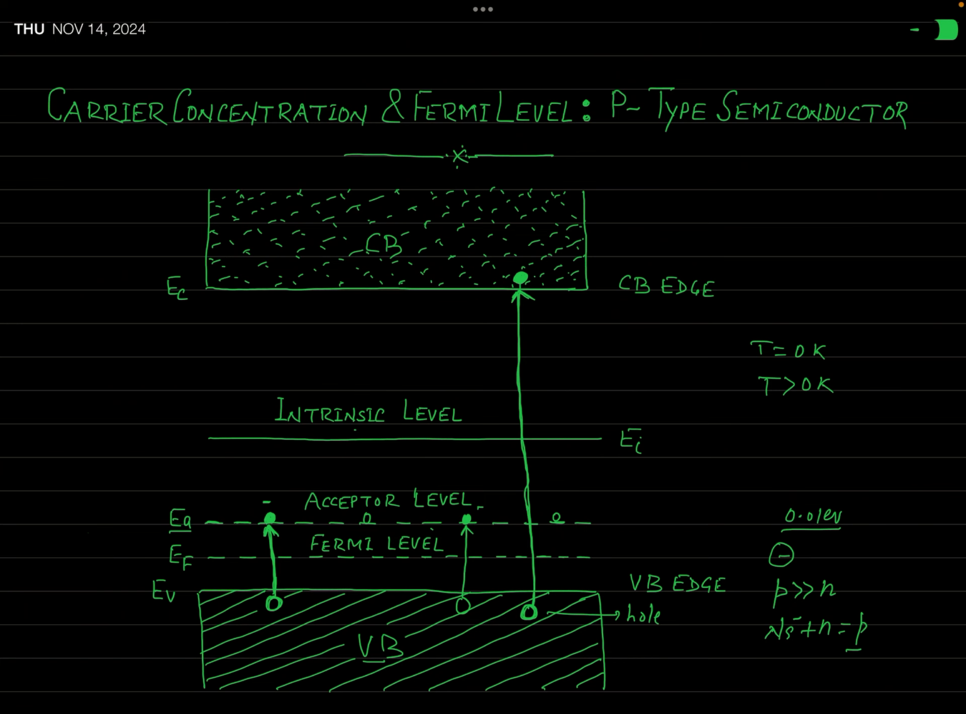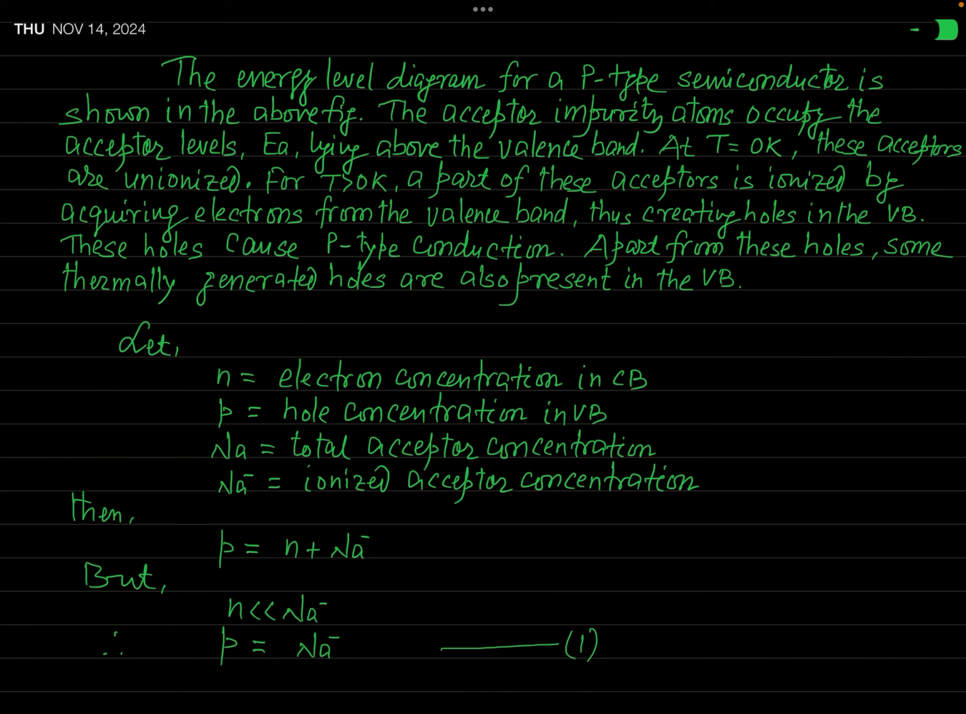Okay, so now let us consider that N represents the electron concentration in the conduction band. These electrons have moved from the valence band to the conduction band due to thermal agitation, and so they are called thermally generated electrons, and they leave behind thermally generated holes in the valence band. And P represents the hole concentration in the valence band.